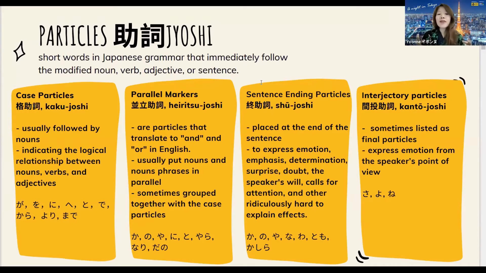All right. So next one, you have parallel markers. It's parallel, right? So particles that translate to "and" or "or" in English. Usually put nouns and noun phrases in parallel, sometimes grouped together with a case particle such as ka, no, ya, ni, to, yara, nari, dano.